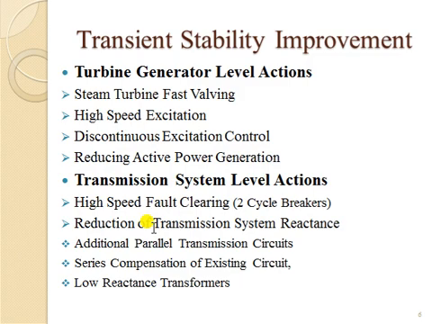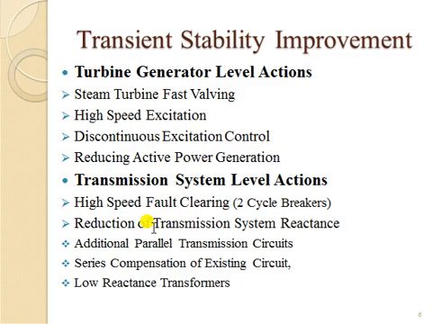So with very fast action, your transient stability will be improved. Another technique is reduction of transmission system reactance. So how can you reduce the transmission system reactance? There are 3 methods. You can have an additional parallel transmission circuit.